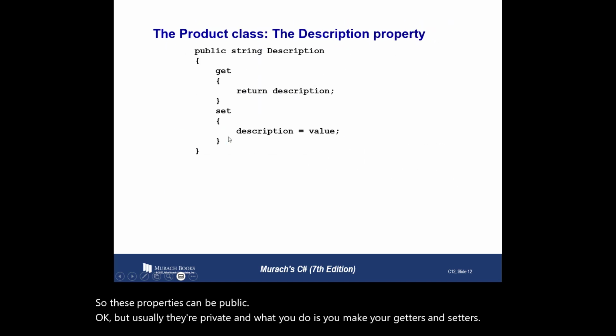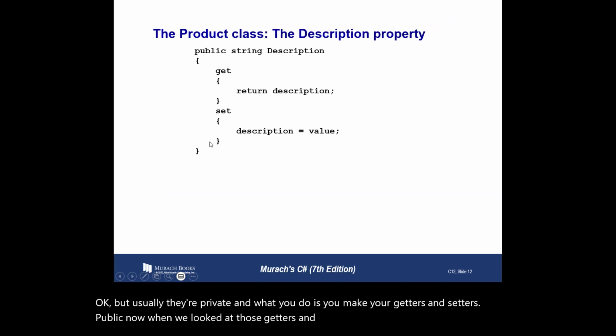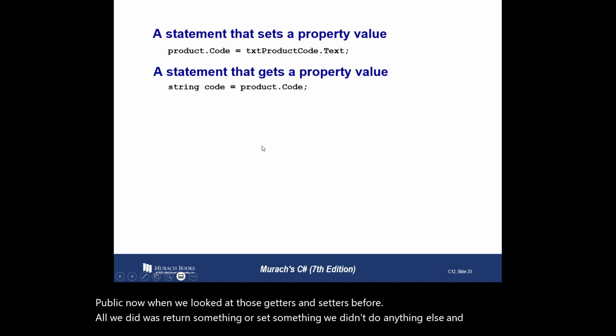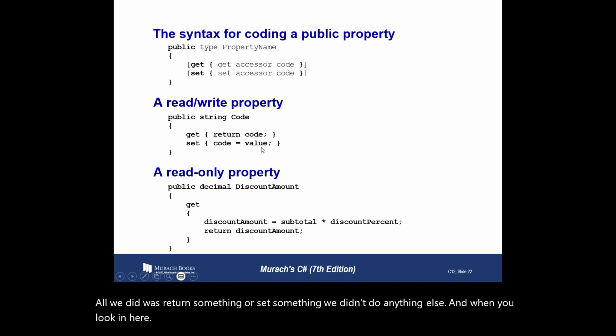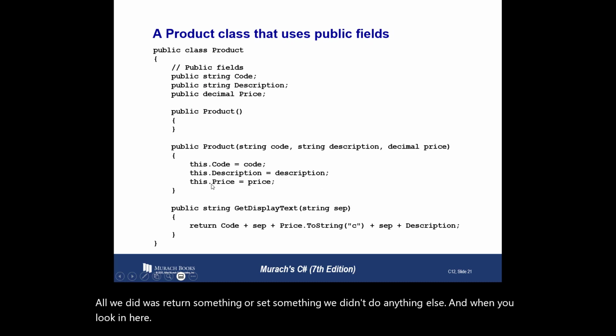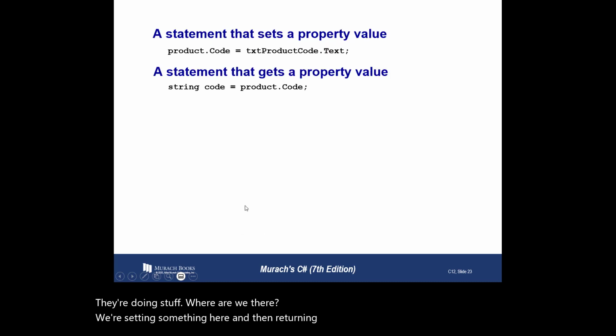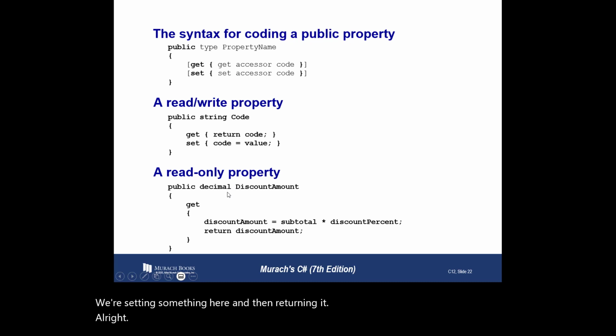Now, when we looked at those getters and setters before, all we did was return something or set something. We didn't do anything else. And when you look in here, now they're doing stuff. We're setting something here and then returning it. And you can do that. This doesn't have to be just one line of code. Oftentimes it will be, but it doesn't necessarily have to be.